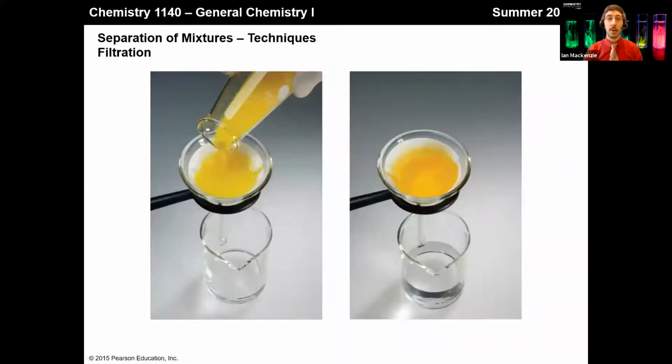Now, while we're talking about mixtures, there are a few very useful laboratory techniques for separating mixtures. And this will be useful whether it's a heterogeneous or a homogeneous mixture.